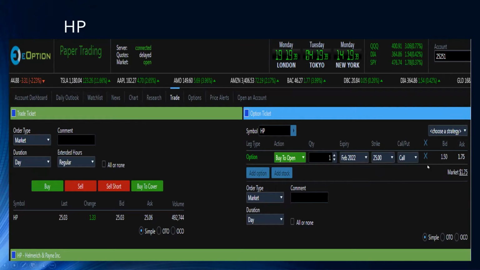So now the strike price is marked here. It's $25. And here we put it as a call. Remember, this is a call. And then we have a bid and an ask.